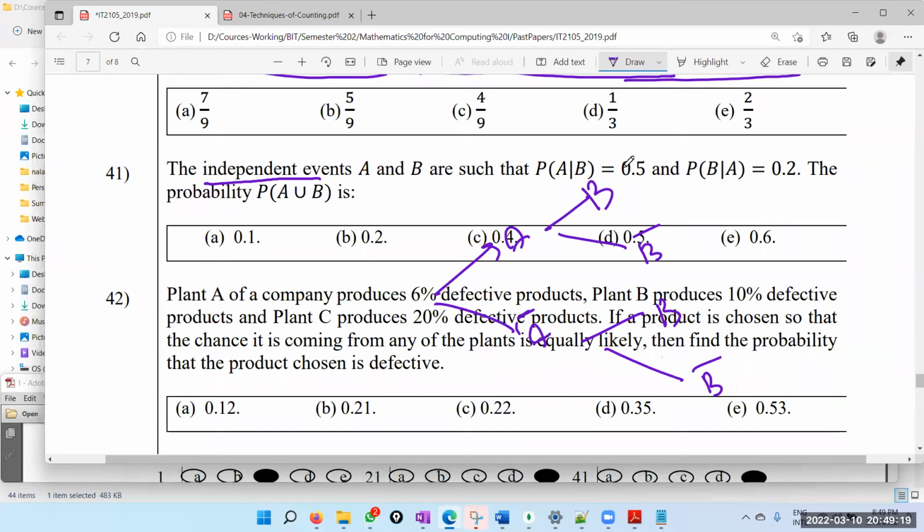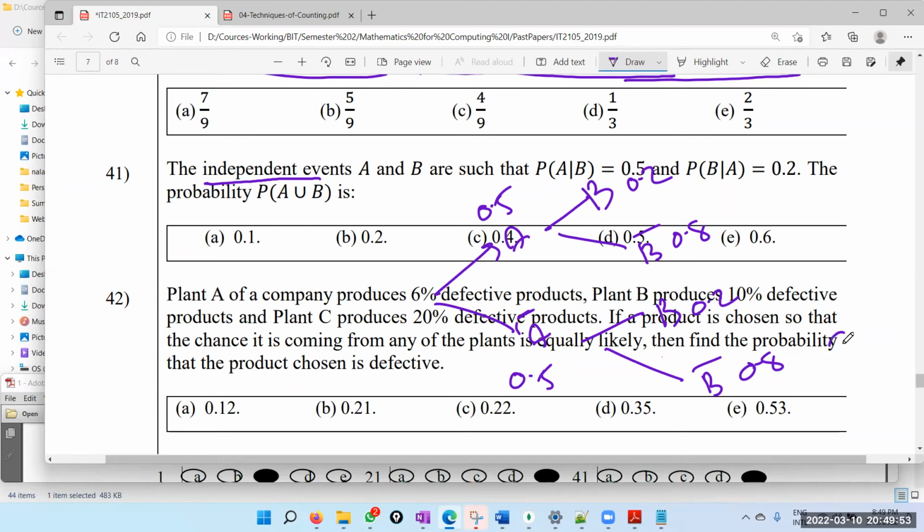Okay, let's say A happening is 0.5, then A not happening is again 0.5. B happening is 0.2, then this must be 0.8. So what we need is the probability of A or B happening, meaning other than this, because this is not A, not B, right? So this one is 0.5 into 0.8. It is 1 minus 0.5 into 0.8.